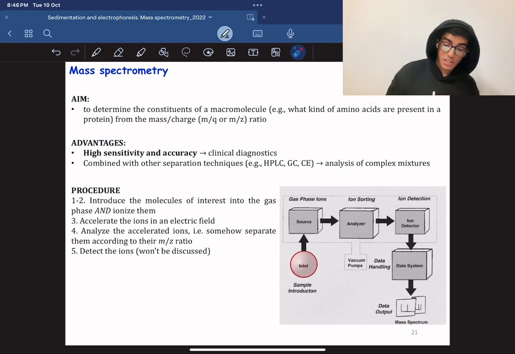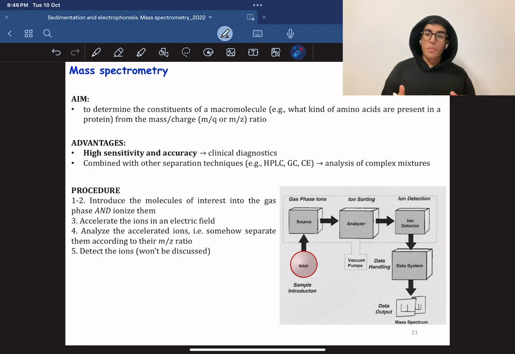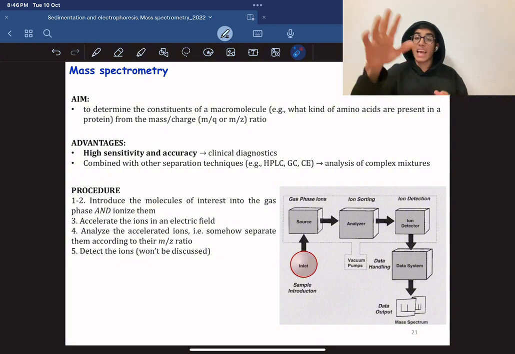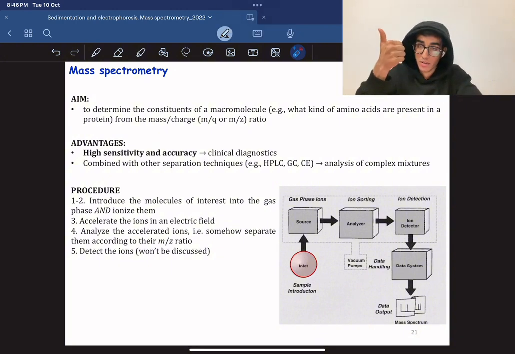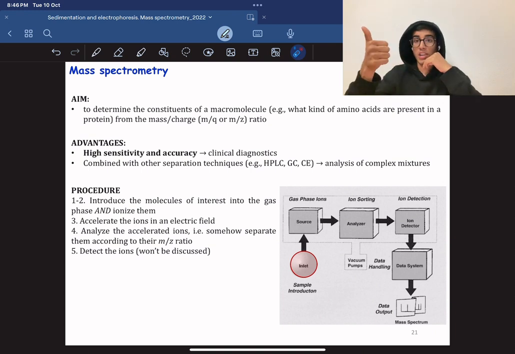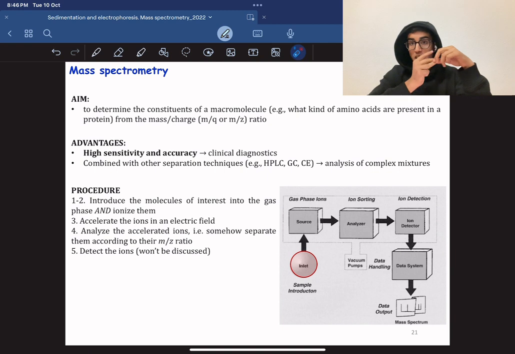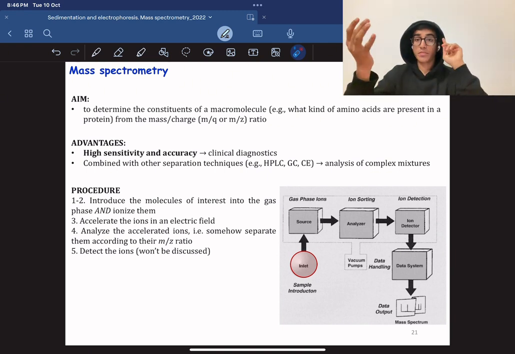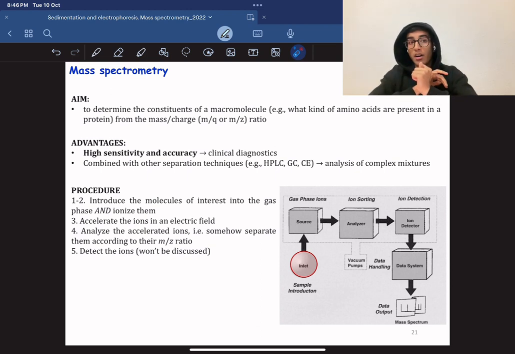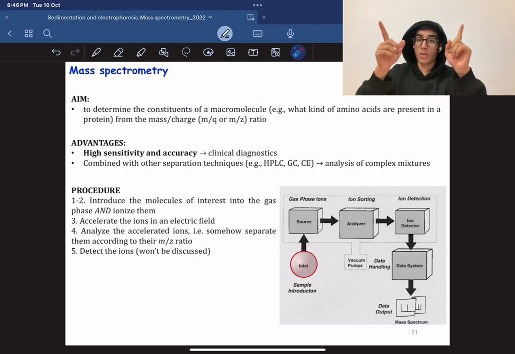So let's start with mass spectrometry. What is the aim? Like all the other experiments that we've done today, let's recap quick. Sedimentation velocity method, you can find the Svedberg's constant. You can differentiate them on the basis of their molecular weight and their size. Then we have sedimentation equilibrium method. You can separate them on their molecular weight. Then we have density gradient. We can separate the molecules based on their density.